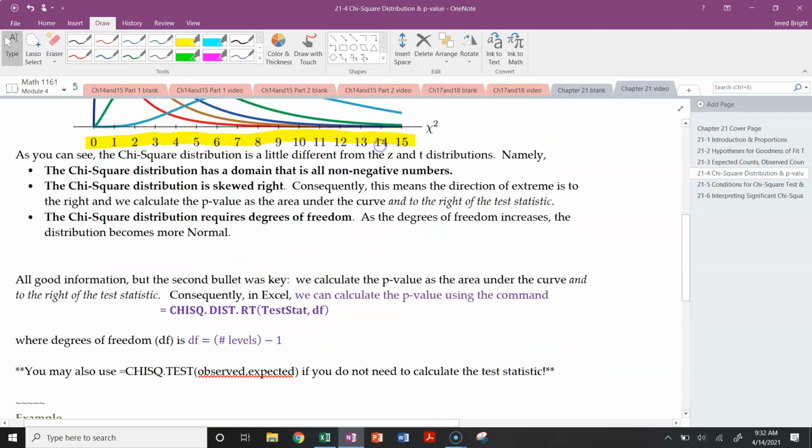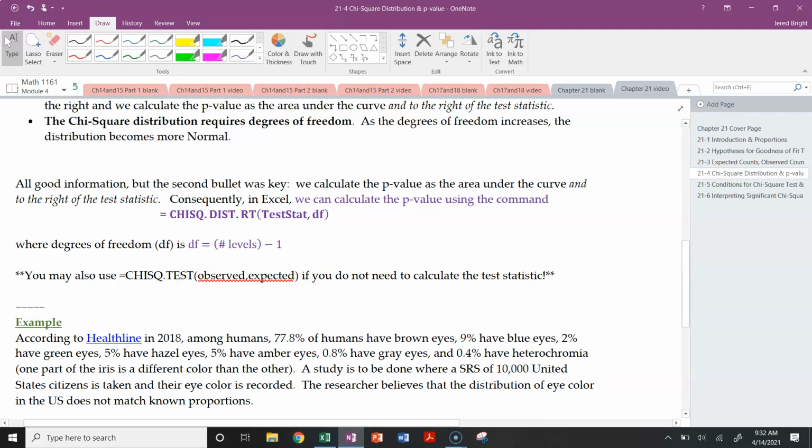So, calculating the p-value. It is area under the curve and to the right, and that's why in Excel we need to use chi-sq. Don't say CHISC. It is chi-sq.dist.rt, for the right side, and then our test statistic, and then whatever the degrees of freedom are. Now, I haven't talked about how to determine that. It's just the number of levels, so in the case of eye color, it would be the number of different eye colors minus 1. So the number of levels of the categorical variable, and then subtract 1.